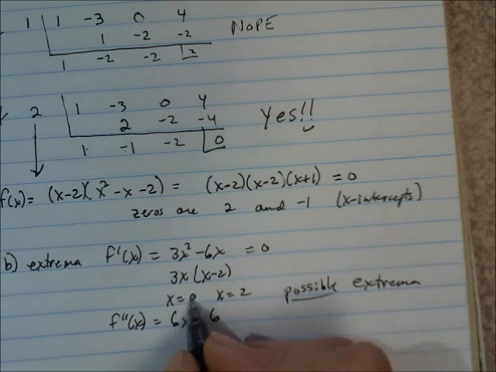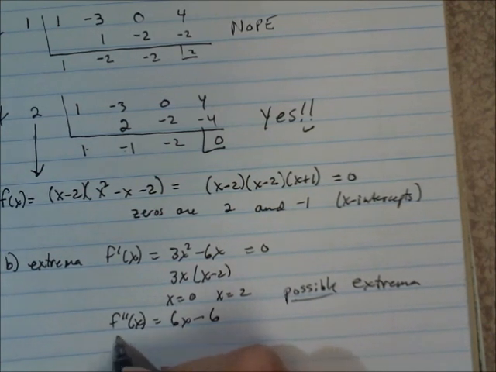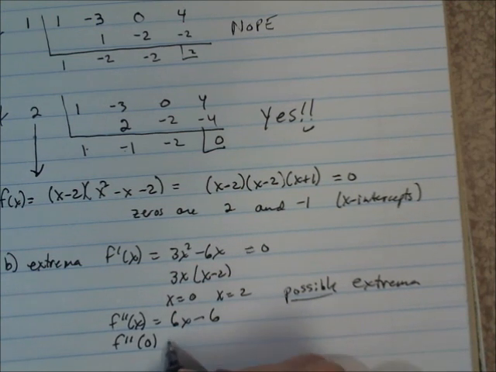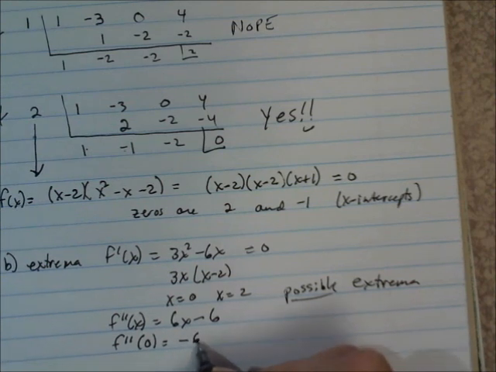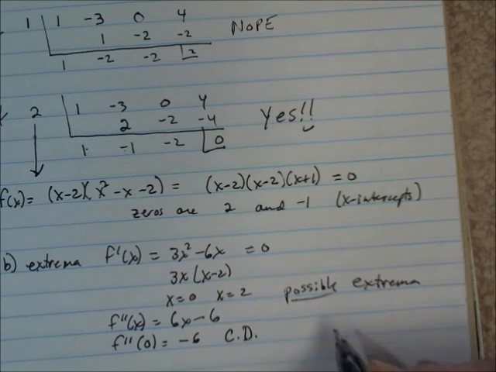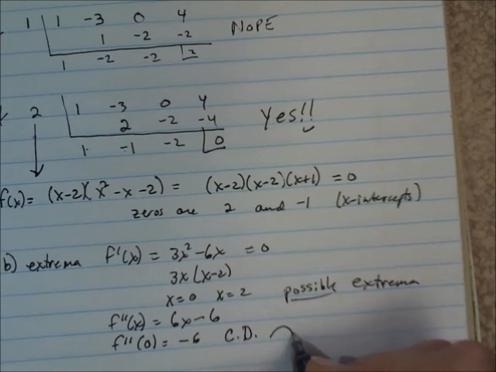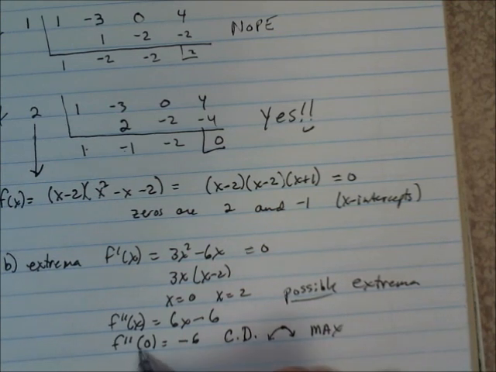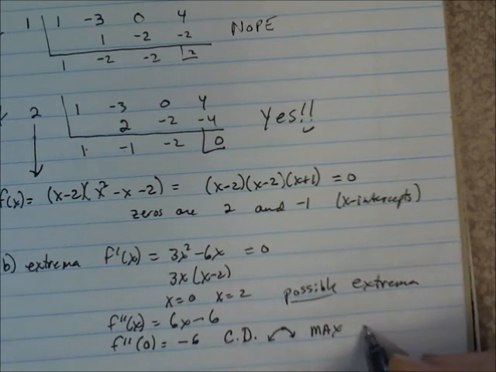So now I'm going to just plug in x equals 0 and find f double prime of 0, because that's my critical value here. F double prime of 0 would be -6. So what this means is it's concave down. Concave down is a graph that looks like this. So this would be a max. X equals 0 is a max.